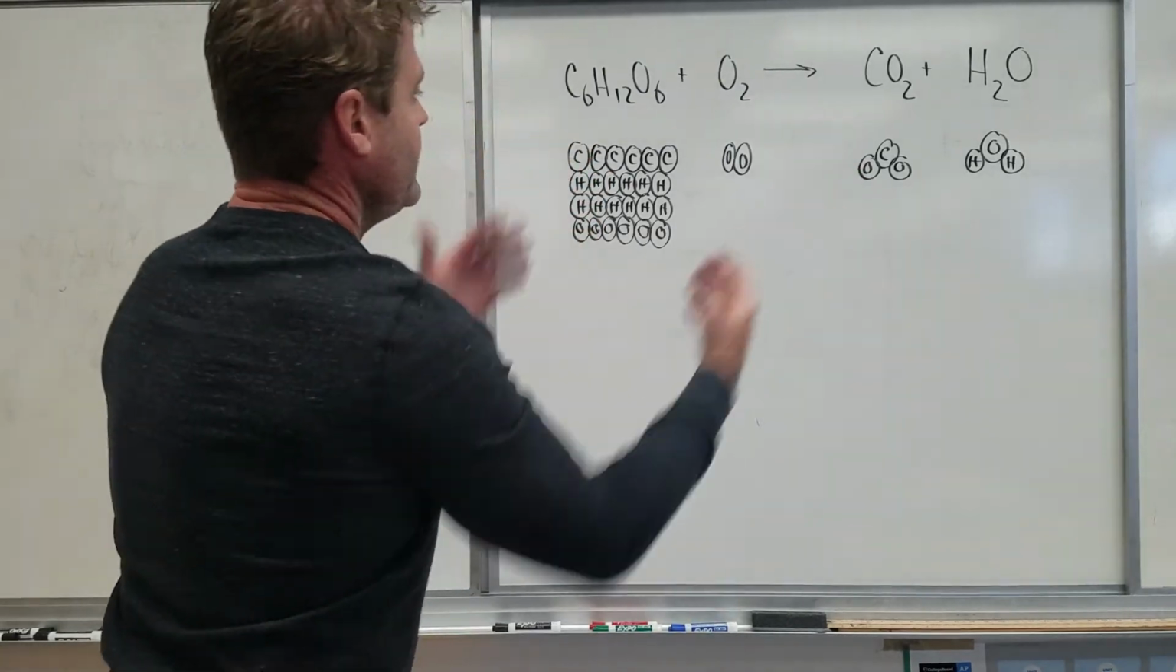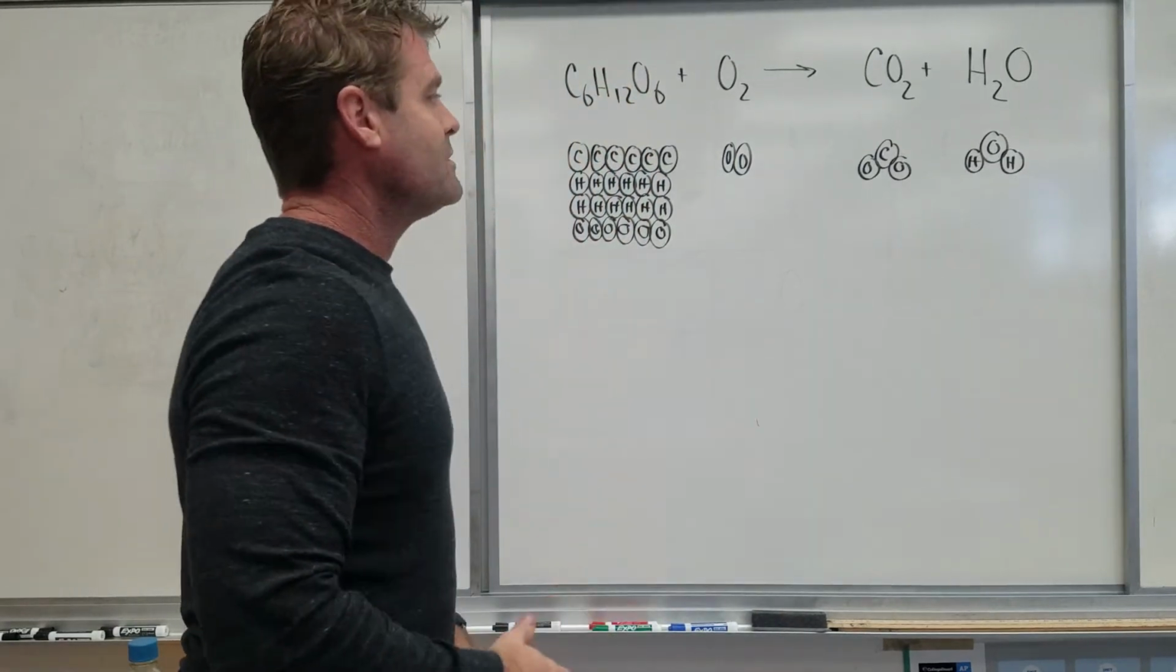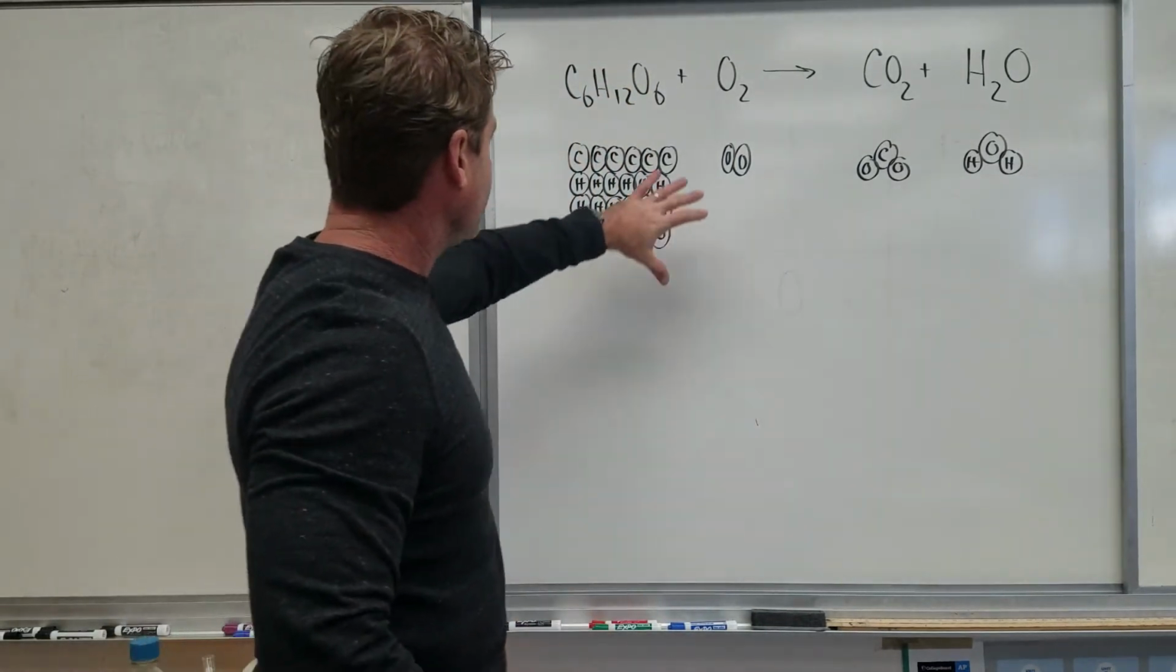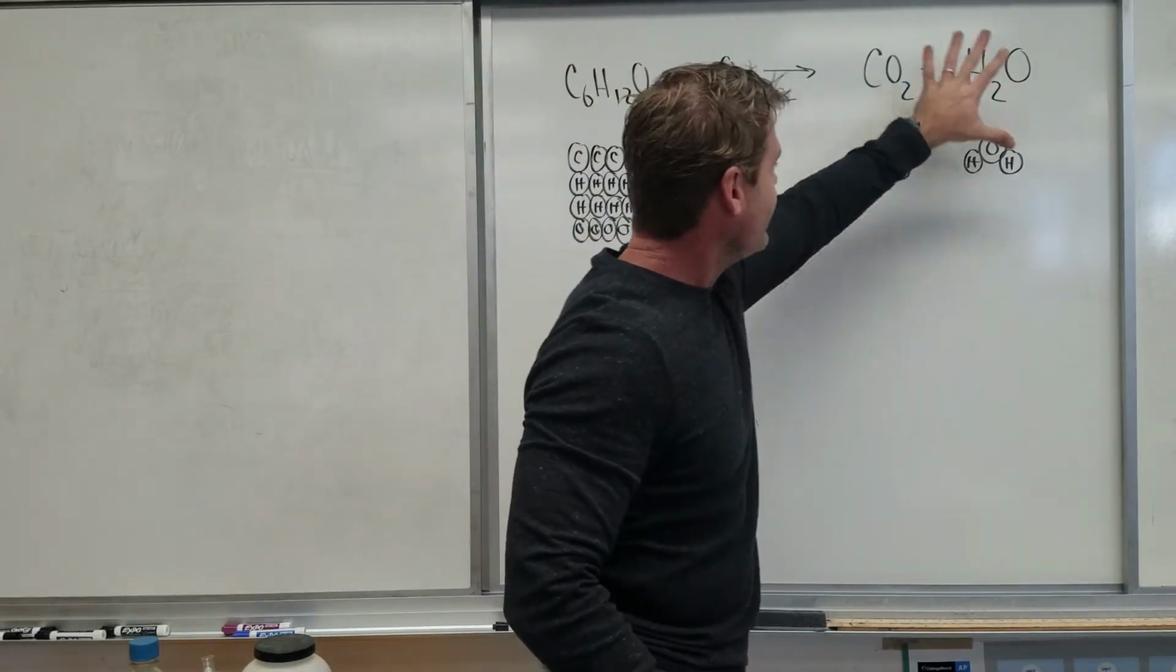So hopefully now, with a visual representation, you can see clearly the atoms aren't balanced. You can see clearly we have many more carbons, hydrogens, and oxygens on this side than we do on this side.